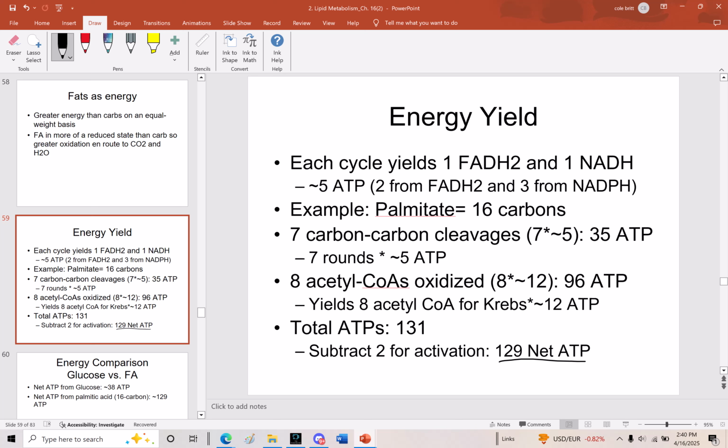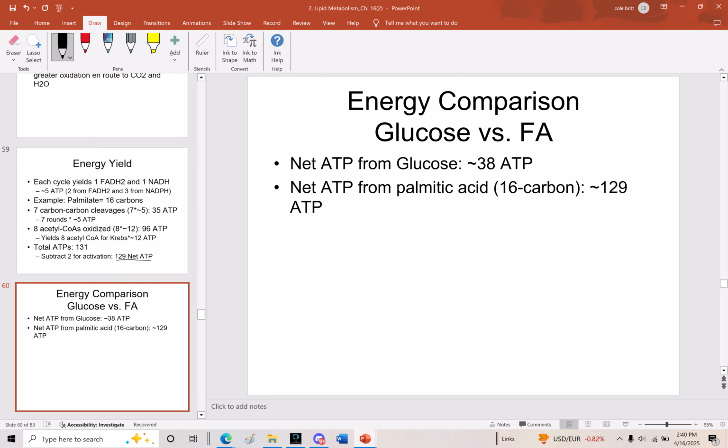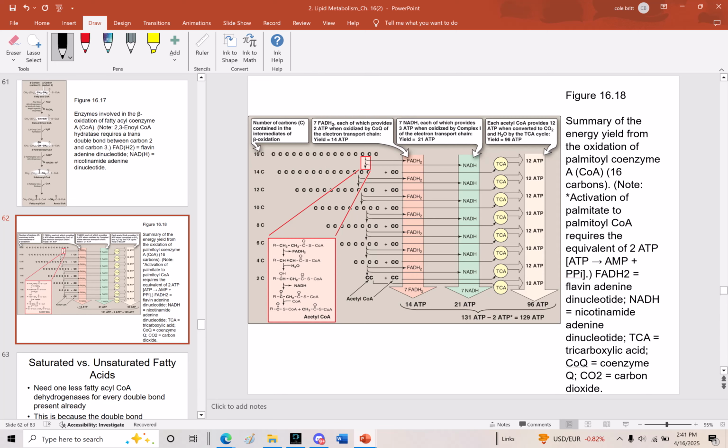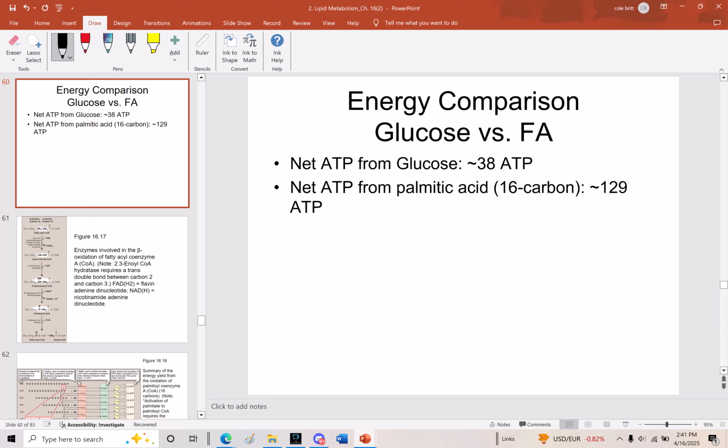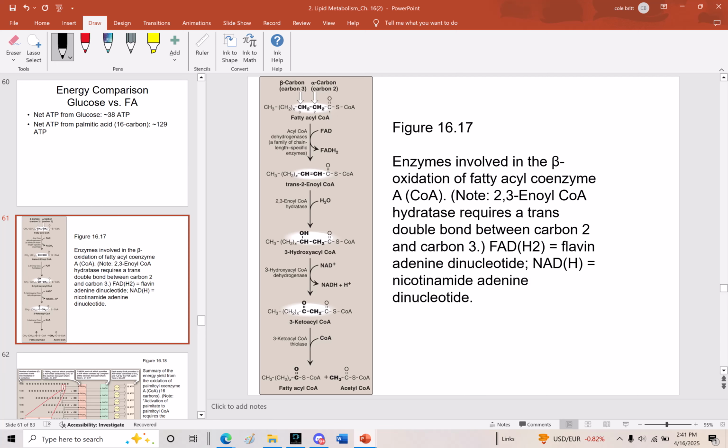So this is from your textbook, enzymes involved in beta oxidation. Just the same enzymes here. You have the acyl-CoA dehydrogenase. You have the hydratase, which adds the water. You have another dehydrogenase where we make the NADH, and here's the thiolase where we make the acetyl-CoA. So this is the same figure, just from your textbook instead of the one that I used.